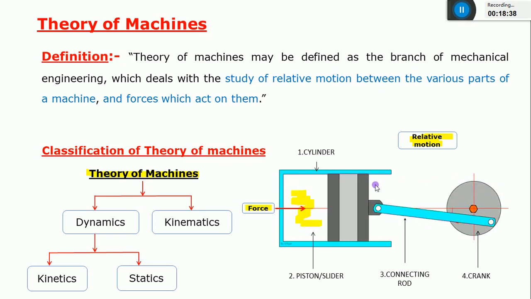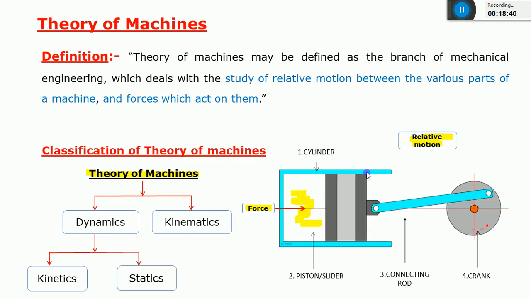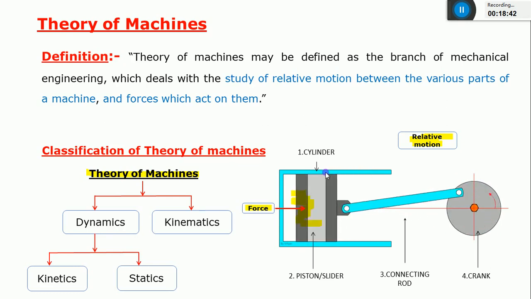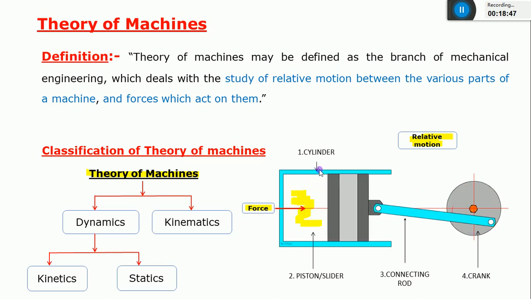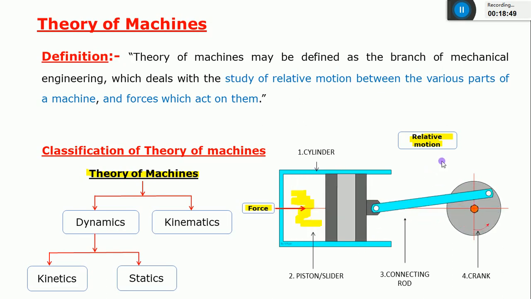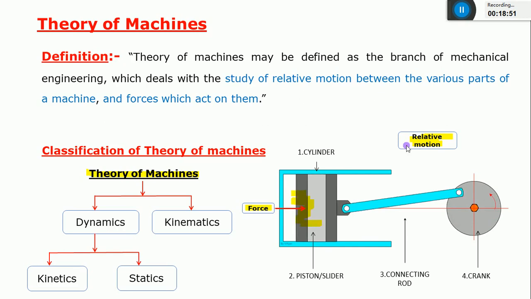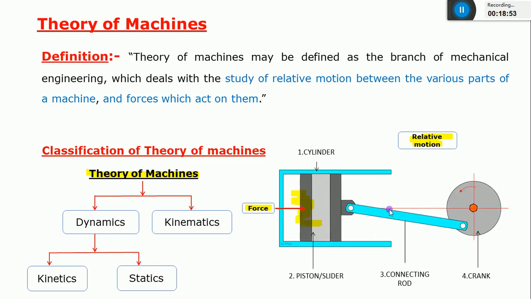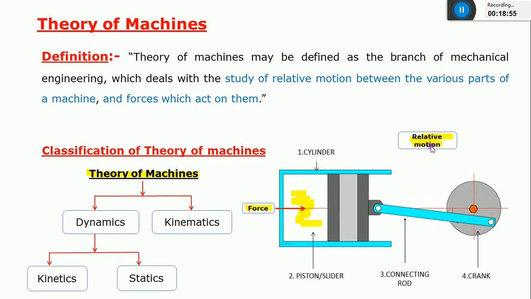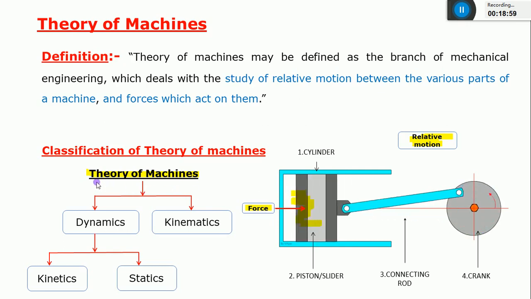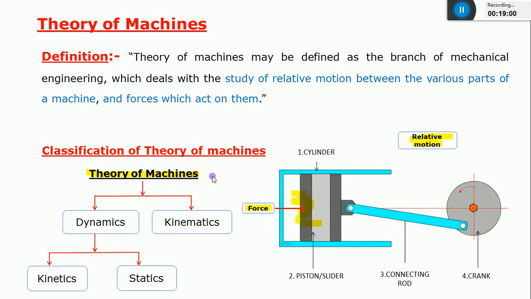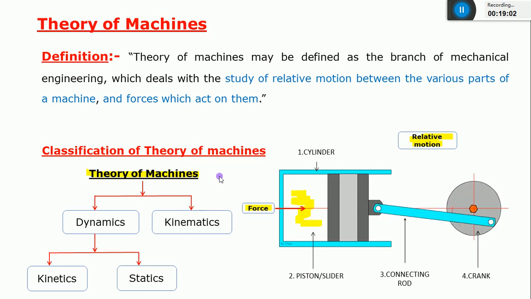So the only condition is that both the links cannot be fixed. Both the links may be moving, or any one of the links is moving, but both the links should not be fixed. That we can call the relative motion. So if you study both relative motion as well as the forces acting on different parts, that I can call the theory of machines.